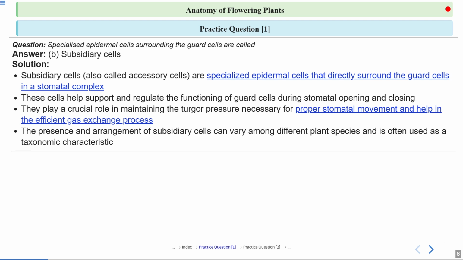The presence and the arrangement of the subsidiary cells can vary among different plant species, and it is often used as a taxonomic characteristic. Now, these subsidiary cells are not only studied in anatomy; they are used as a taxonomic characteristic in taxonomy, right? Because the species have fixed numbers of subsidiary cells. Just by seeing the subsidiary cells, you can tell whether it is a dicot or a monocot, right? Very important. Okay, let us move to the next question.